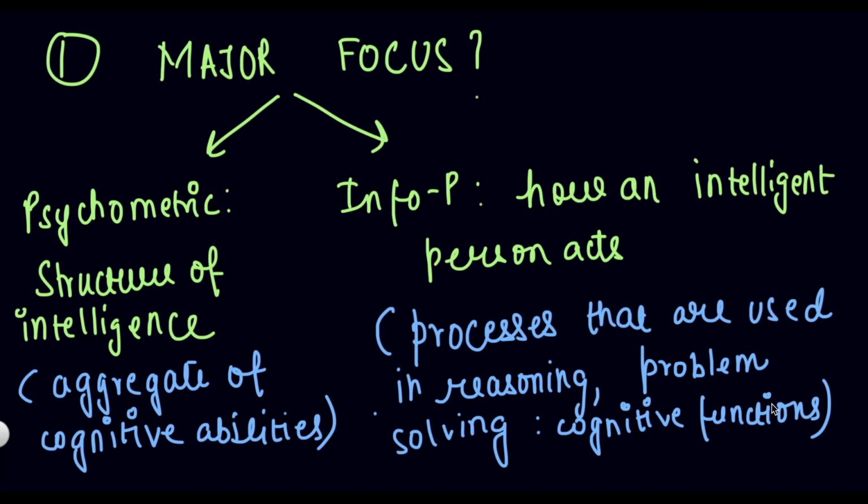So this is how we differentiate between the psychometric and the information processing approach, keeping in mind the major focus, right? Remember, the major focus of the psychometric approach is the structure of intelligence, and therefore we can provide details in the same, versus the major focus of the information processing approach is how an intelligent person acts, and again you can explain the same in your own words.